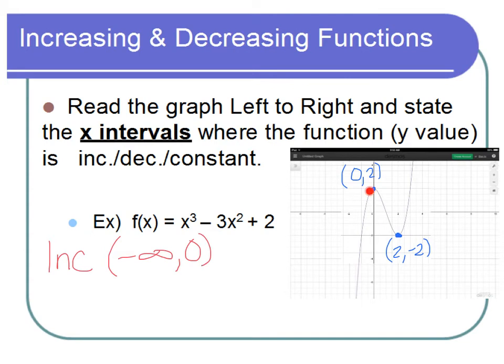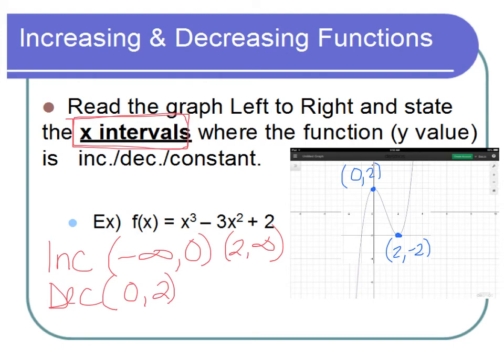Then my graph starts to head downward, all the way from 0 to 2 in this range right here. So I'm going to write decreasing from 0 to 2. Those are x values I'm putting in there. And then it starts to turn around and starts increasing again, all the way from 2 to forever. So I'm going to go back up to my increasing category here and add 2 to infinity. Got to remember, you put in x values anytime you're talking about where the function increases or decreases.